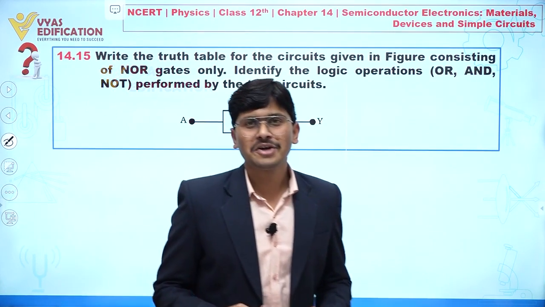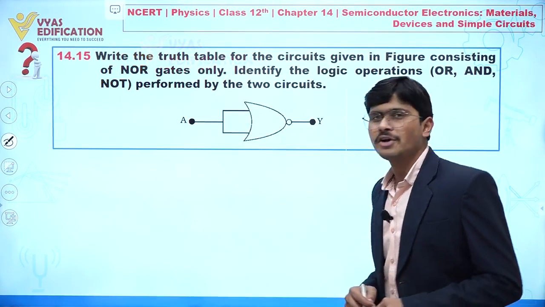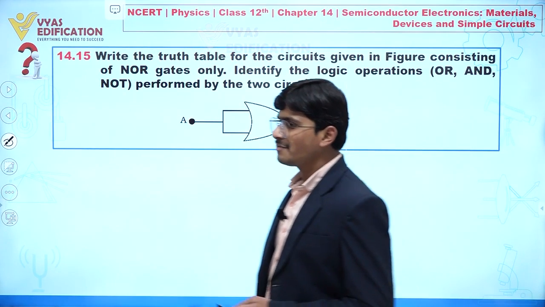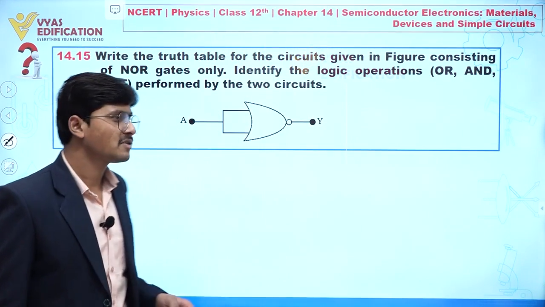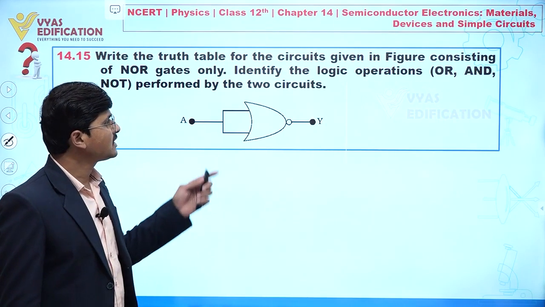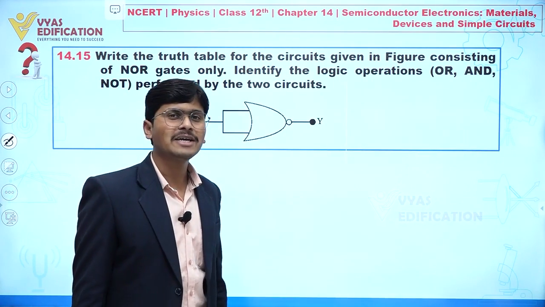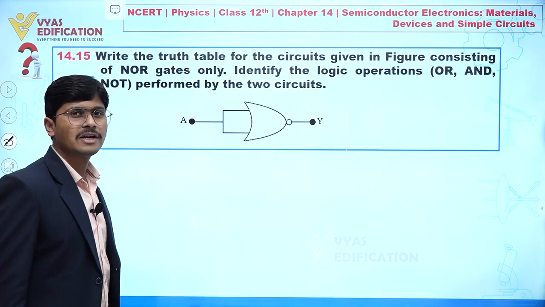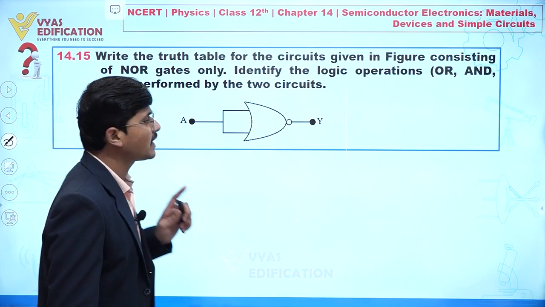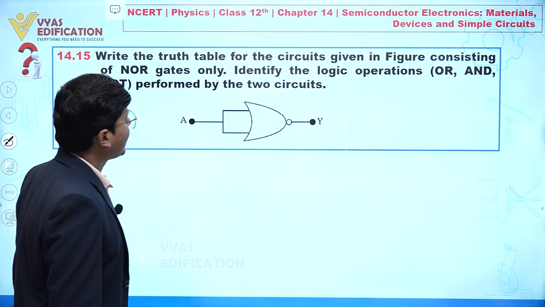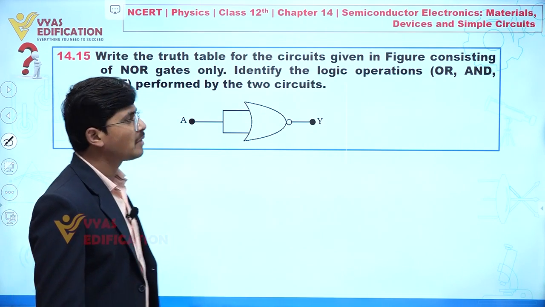Now students, we are going to discuss question number 14.15. In this question we have two logic diagrams, two circuit diagrams, this is one and this is another one. Clear? Now we have to write the truth table for the circuit given in the figure, consisting of NOR gates only. Identify the logic operation performed by the two circuits.